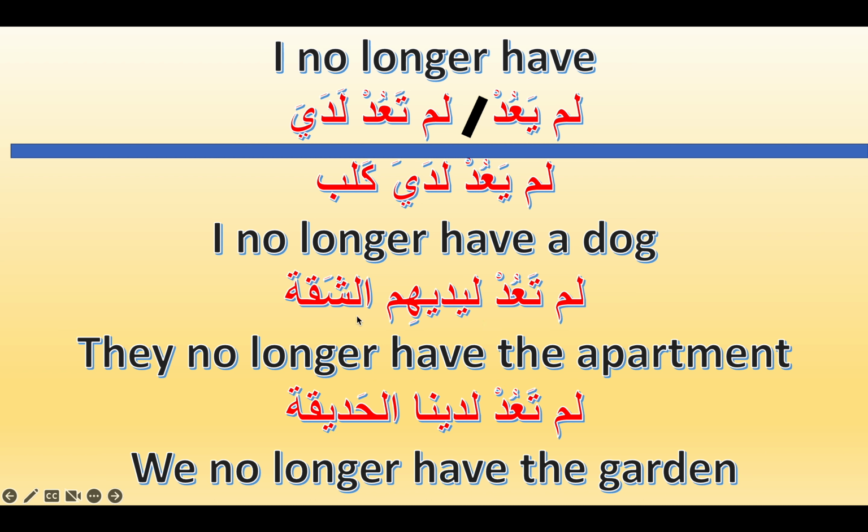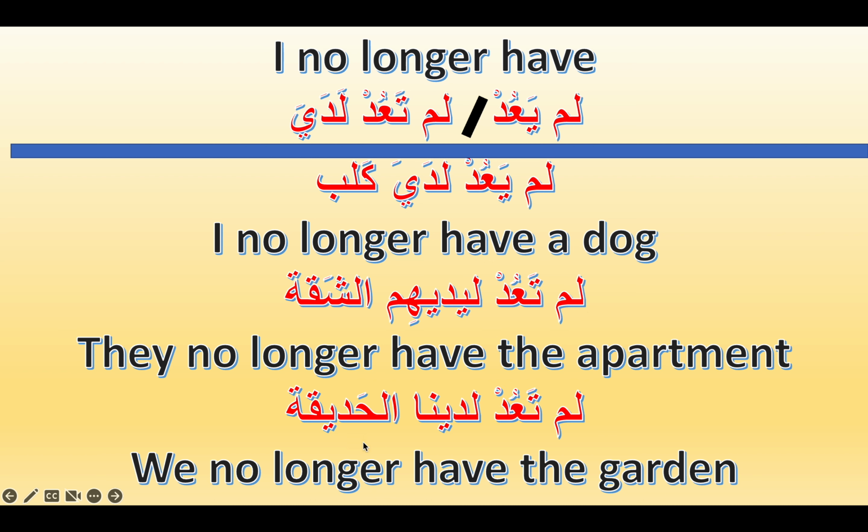They no longer have the apartment. Now, apartment in Arabic is shaqqa, which is feminine. And we can discern this because of the tarmabuta at the end. That means that we're going to use ta'ud. So, لم تعود لديهم الشقة. لديهم, they have. They no longer have the apartment. لم تعود لديهم الشقة.